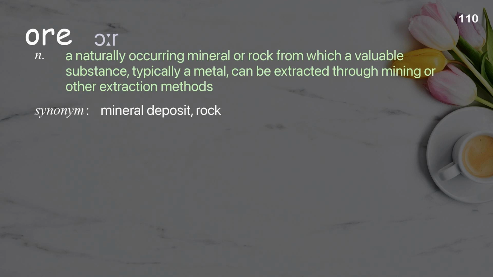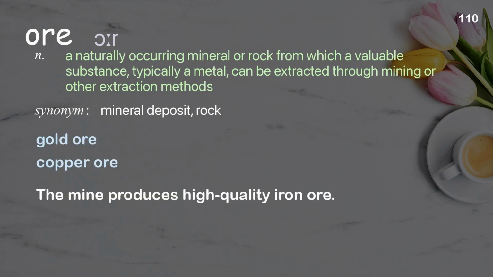Ore: A naturally occurring mineral or rock from which a valuable substance, typically a metal, can be extracted through mining or other extraction methods. Examples: Gold ore. Copper ore. The mine produces high-quality iron ore.